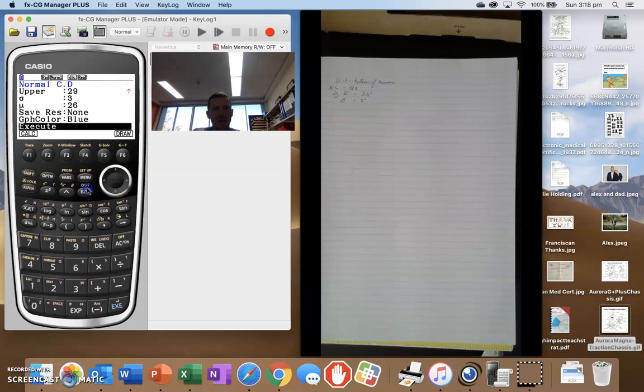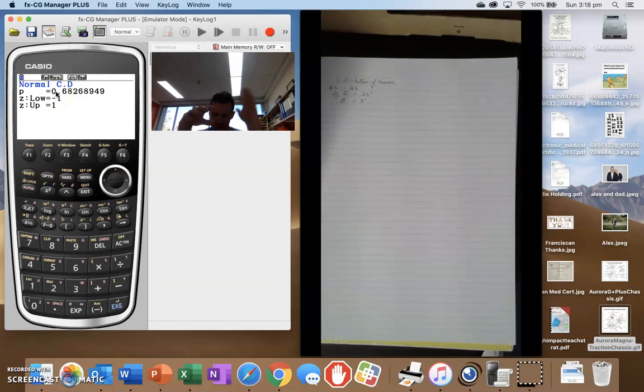But let's just go back and press calculate, and there we go. The probability of the scores lying between 23 degrees and 29 degrees is 68%, or 68.2 if you want to be specific. Now, that's the Z-scores lower and upper. That means that it's exactly one standard deviation away from the mean. Okay, I'll just write that down.